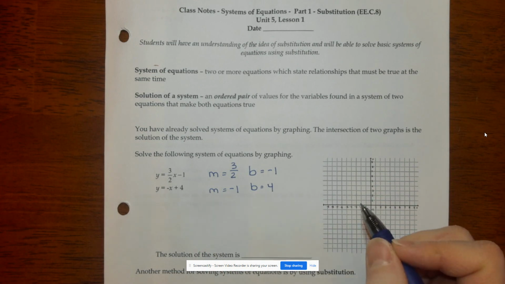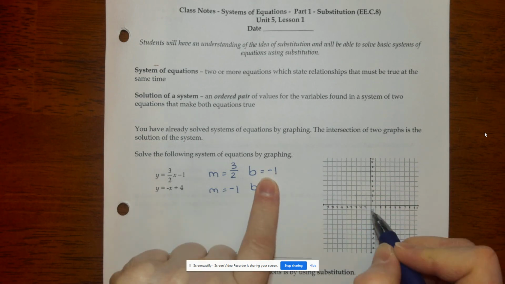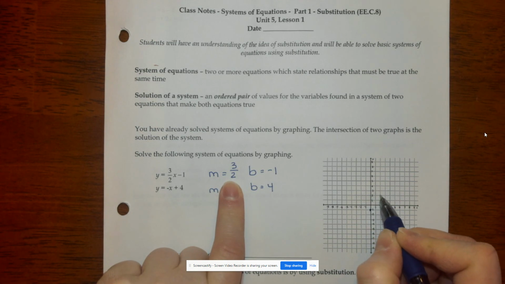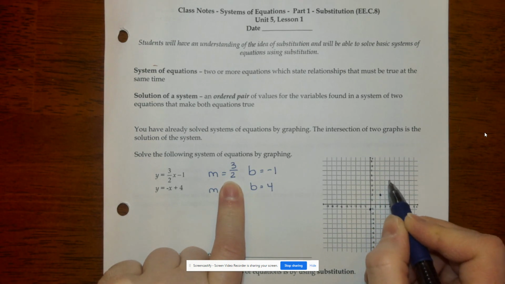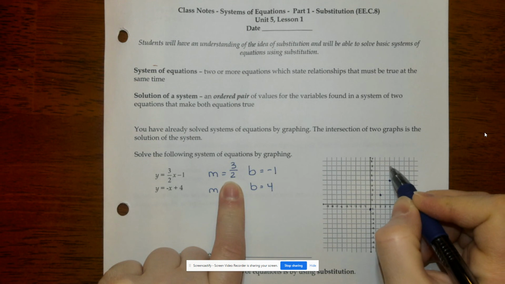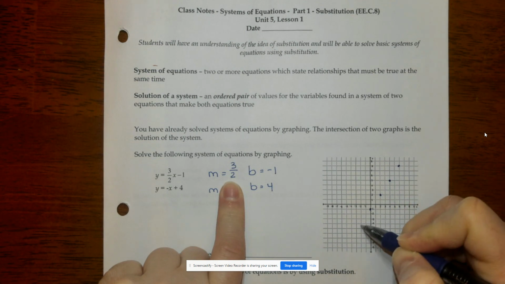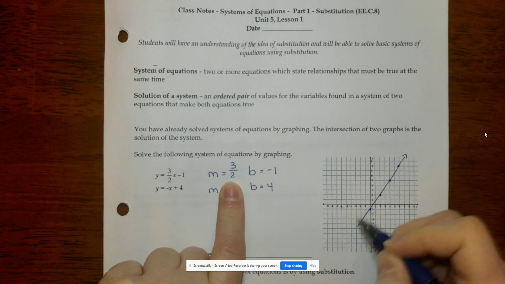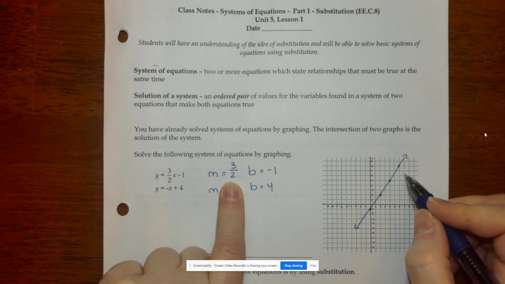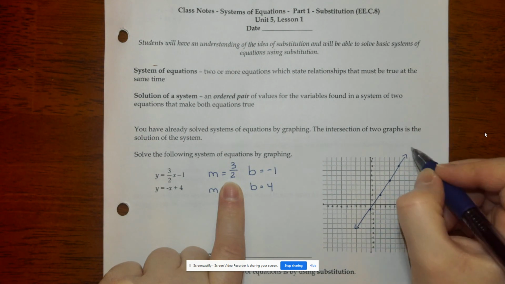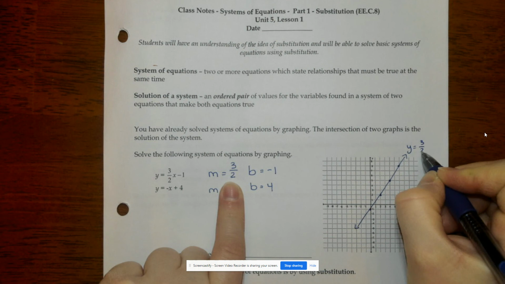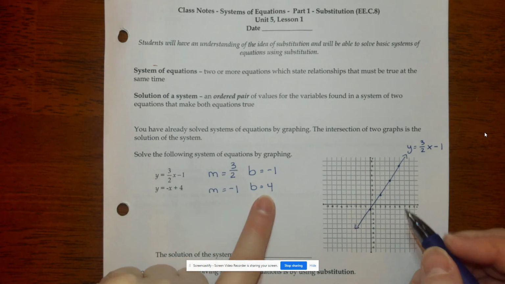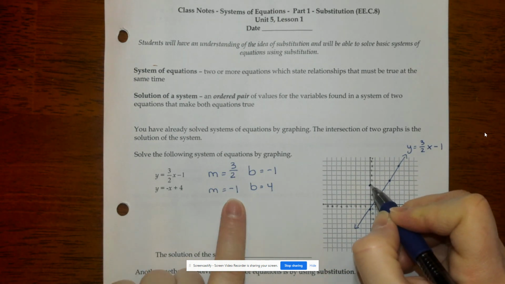So when I go to graph those, I'm going to start with the y-intercept of -1, and then a slope of 3/2: up 1, 2, 3, right 2. And I know it's up 3, right 2 because it's positive. It's going up to the right. And that would be the graph of the equation y equals 3/2 x minus 1. And then the second one starts at b equals 4 and has a slope of -1.